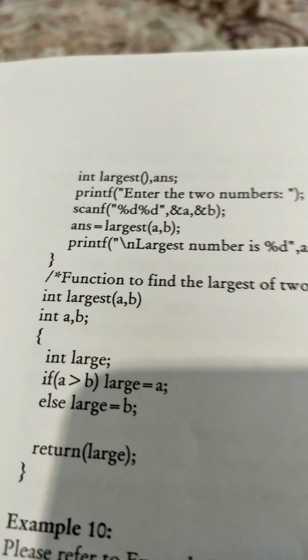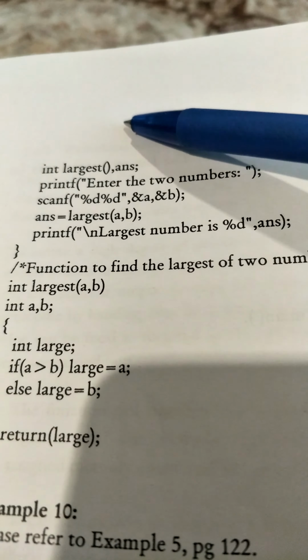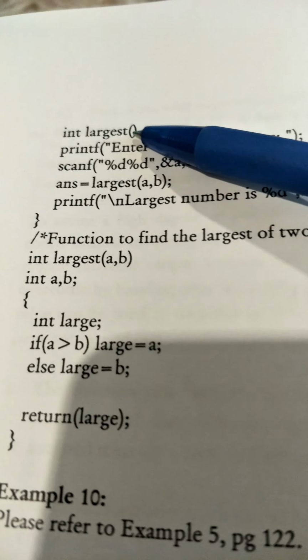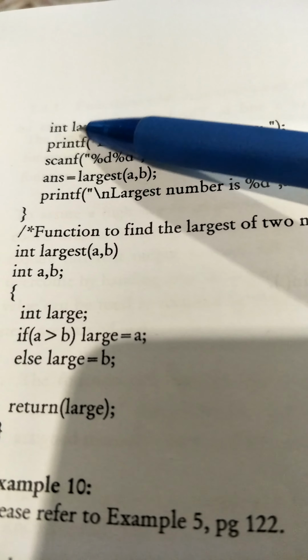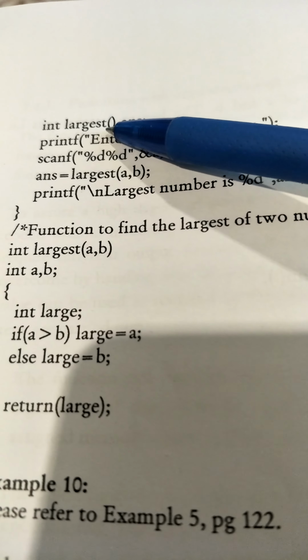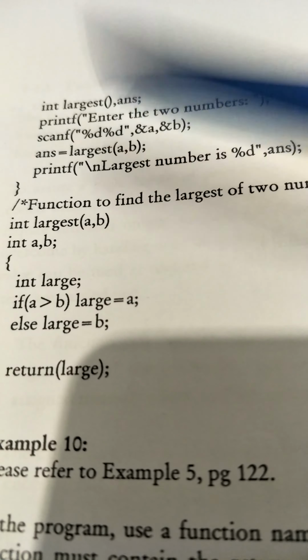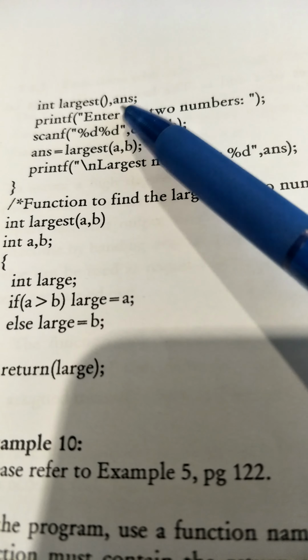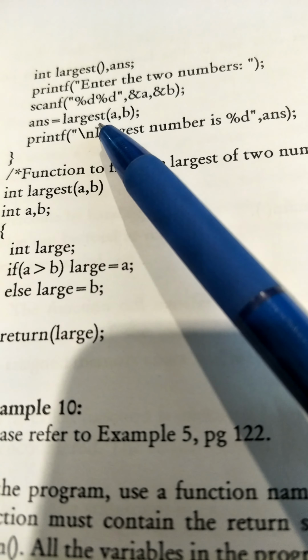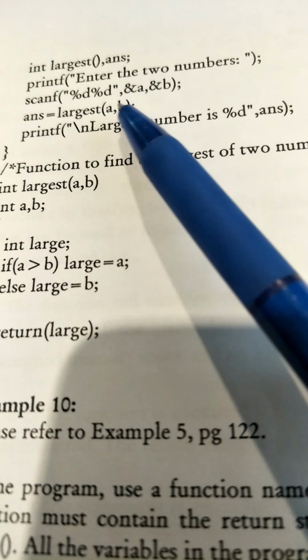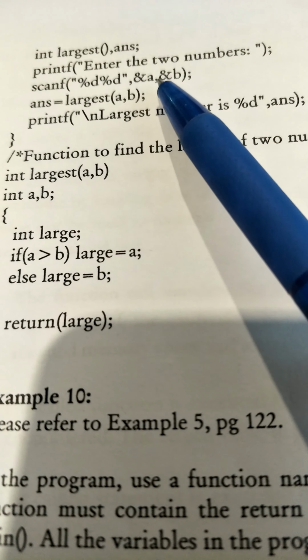So the detail is here. We have integer, so largest with nothing in the brackets. This means this is a function. This is just a normal variable. Enter, scan. Here we call the largest, largest A, B. Here we scan A, B.